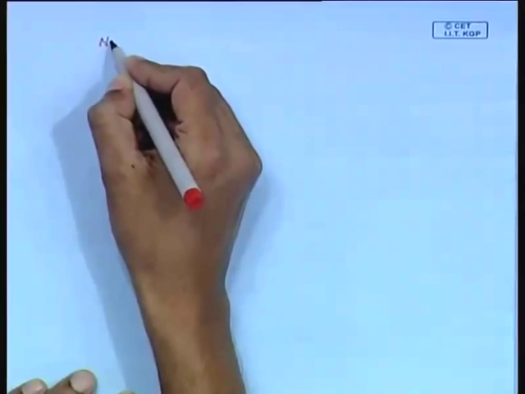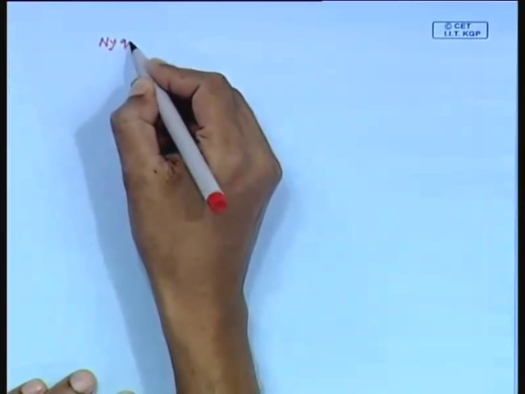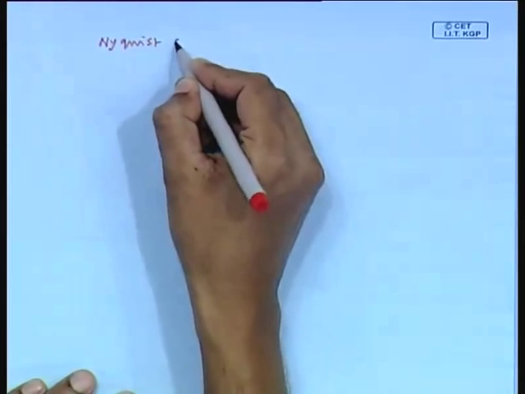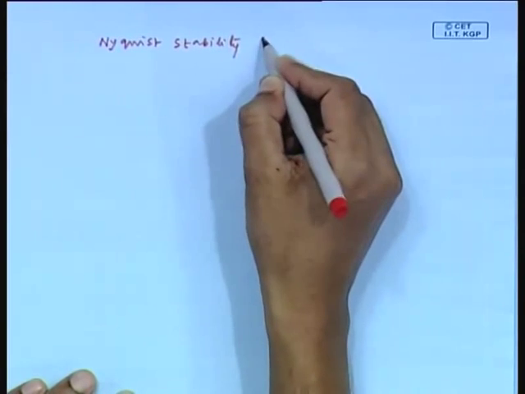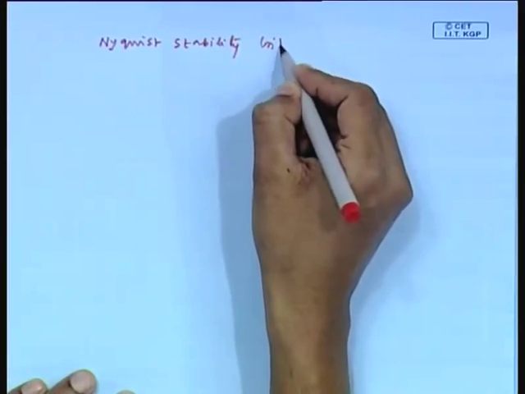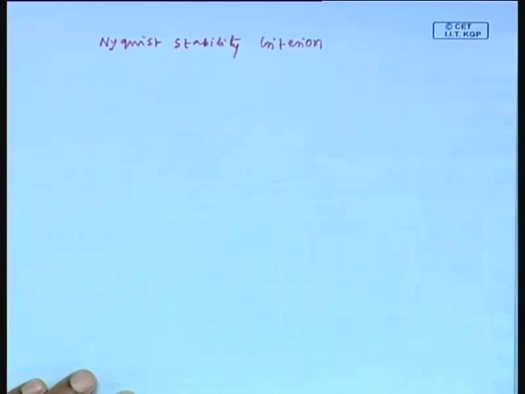So, in the last class we discussed Nyquist stability criteria. So, today we will continue that topic with an example.